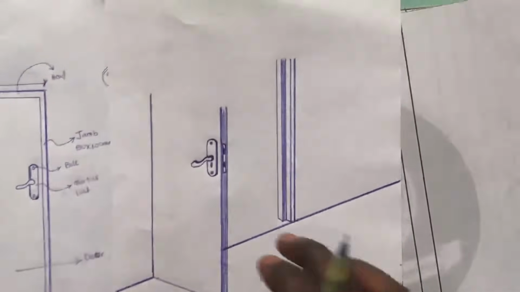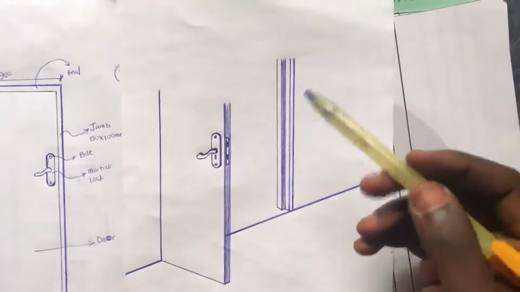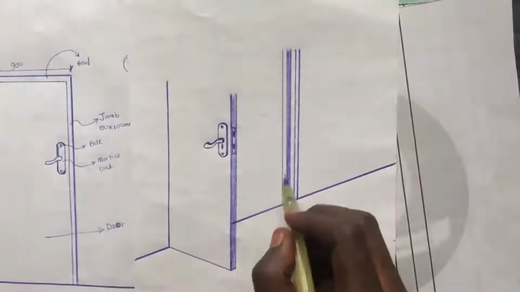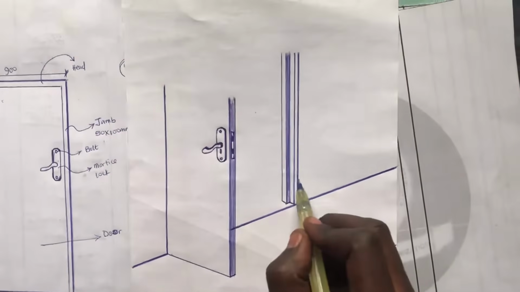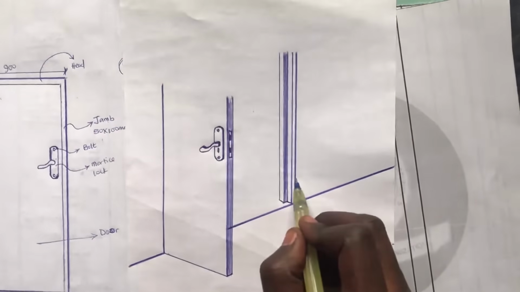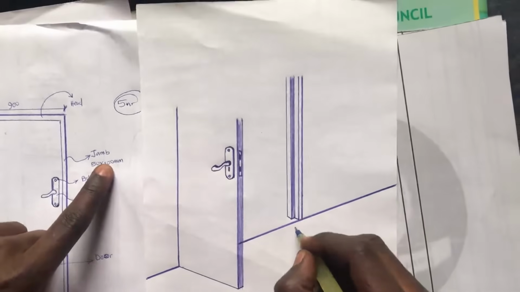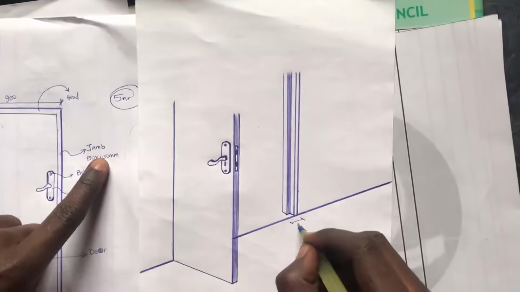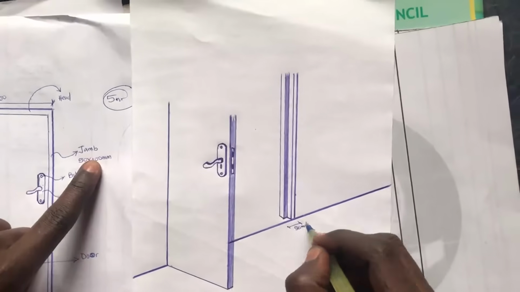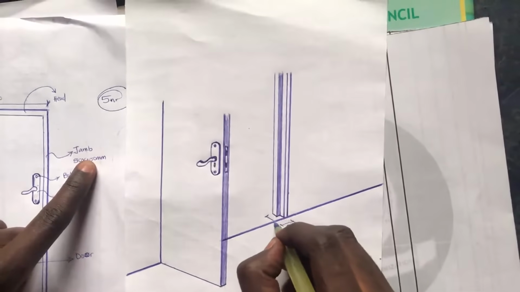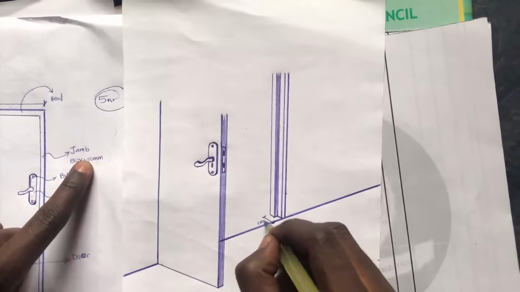And this is a door. Peradventure, this door is laid on a block work of, let's say, 225, and the distance from here to here is only 100 mm, because like I stated, our jamb is showing a dimension of 50 by 100. 50 is from here to here. This is 50 mm.